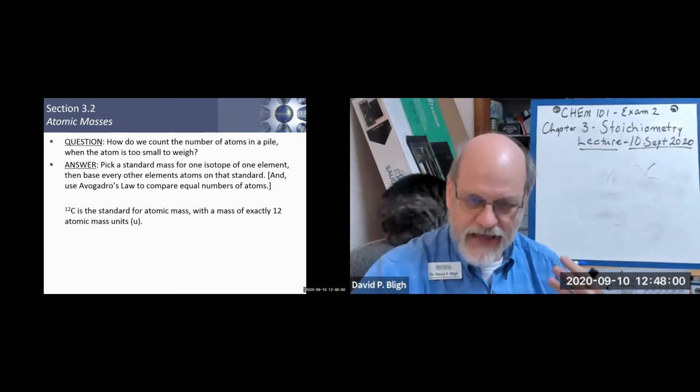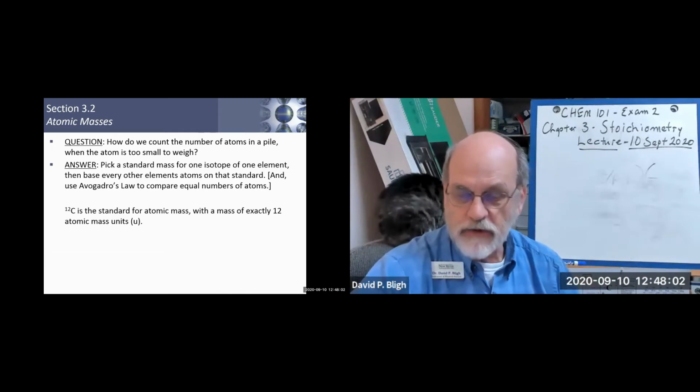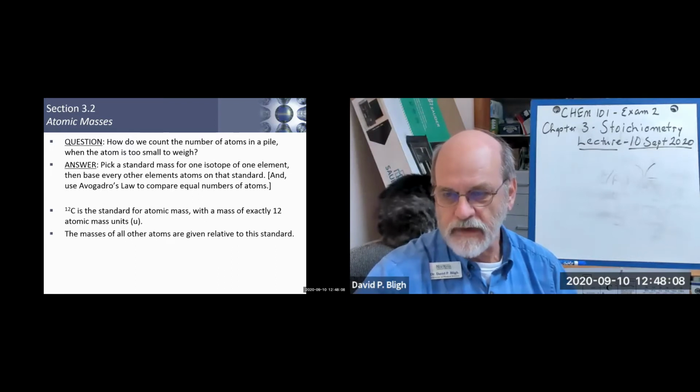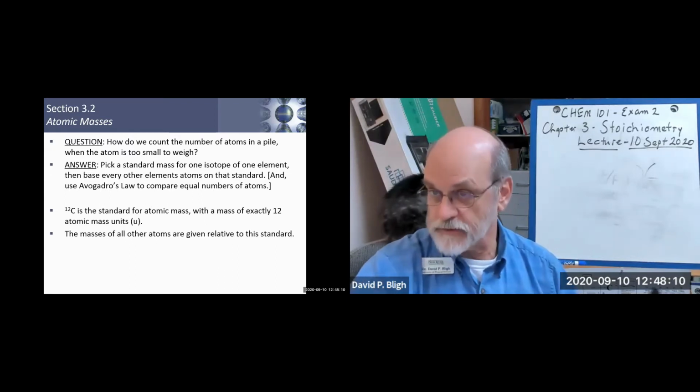So we're given the standard mass of the carbon-12 isotope is 12 atomic mass units. And everything else is based on that standard.